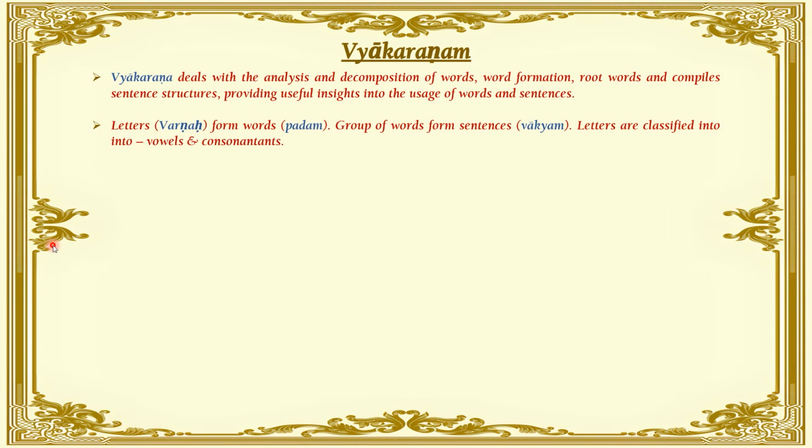We have books, with pages, and paragraphs are there. Paragraphs are made of sentences, and sentences are made of padams, the words, and the words are formed with the letters. So varna, padam, vakyam. All the topics in Sanskrit, some are related to varna, some to padam, some to vakyam, and the letters are classified into vowels and consonants. That is very easy.